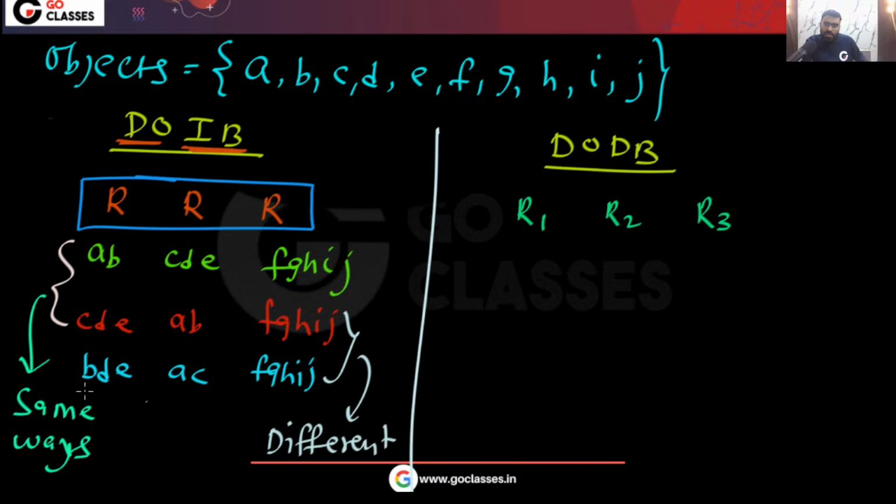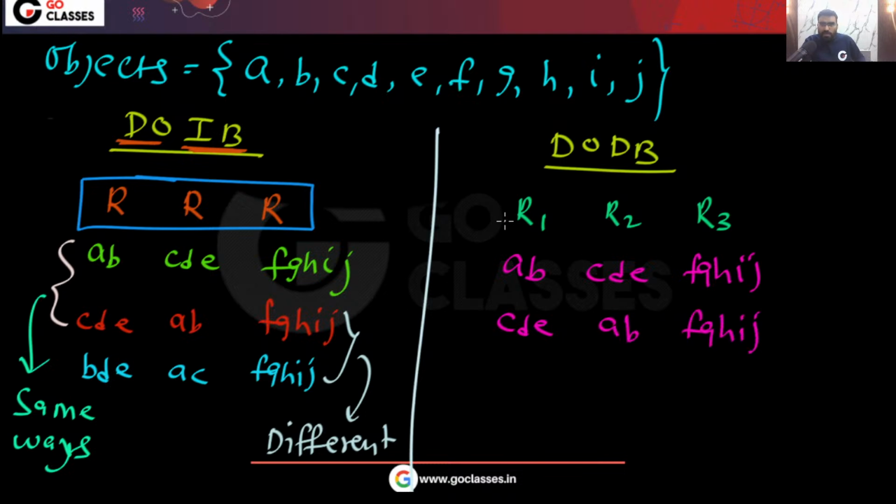Now these two will be different. Okay, now come back to this DODB. In this DODB, you tell me, will they be the same or different? A, B, C, D, E, F, G, H, I, J: this is CDE, AB, FGHIJ.